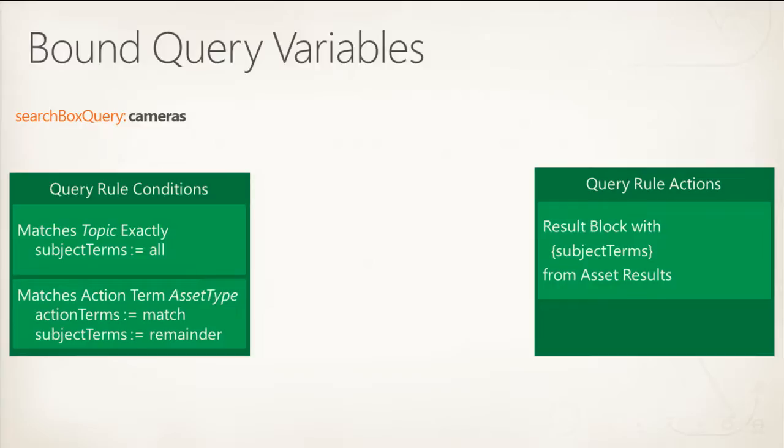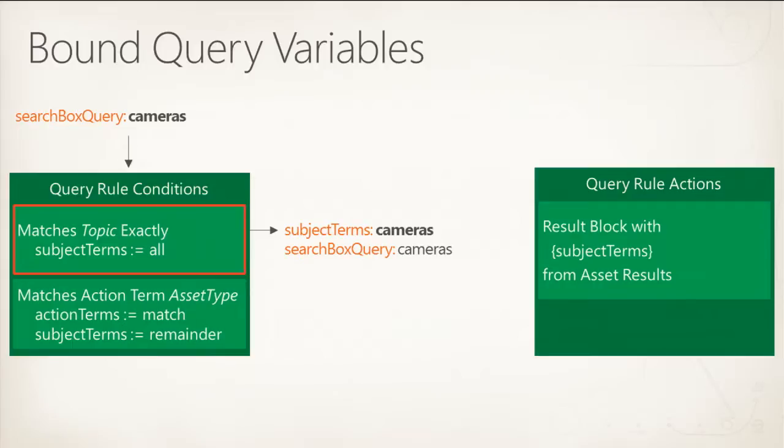Okay, so as I said, each of these different conditions sets these variables appropriately. Let's take a look at an example. We've got an abstracted query rule here. It's got 2 conditions, one that matches on the dictionary of topics in the Knowledge Center, and that's going to assign the entire query to subject terms. Because if you found it in the dictionary, that's what the user was searching for. The other one is an action term condition. It's going to look for asset types like picture or video. If it sees that, that's the action term, which means the rest of the query, the remainder, is going to be the subject term. So, in comes cameras. First one of these conditions matches, which means the entire thing gets assigned to subject terms.